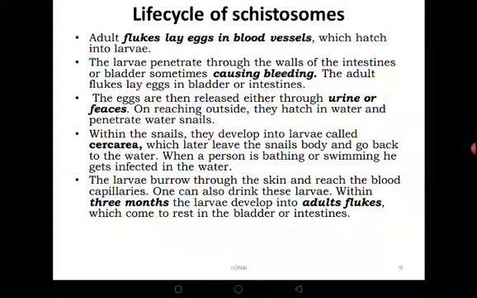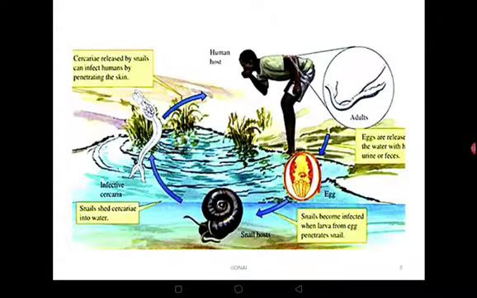One can also get infected if you drink water which has the larvae, the cercaria, and it goes into your blood capillaries. So within a few months, the larvae develop into adult flukes, which come to rest in the bladder or intestines. And then the cycle repeats. So simply, when you go to water bodies and you are swimming, even in the swimming pool, you have to be careful. Some swimming pools are not well cared for. The snails might be there. And you drink this water or bathe with it.